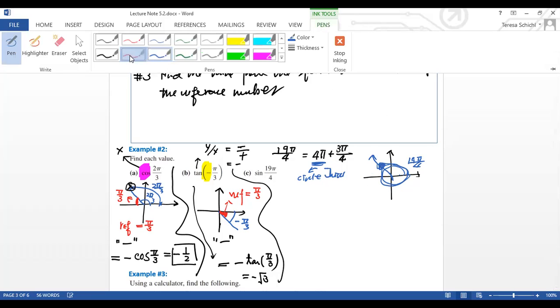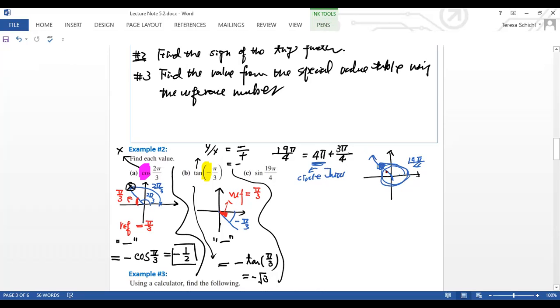What is the next thing I'm going to do? Find the reference angle. What is the reference angle? It is always the terminal side to the x-axis and always positive. So my reference angle is pi over 4. Then the next thing is to determine the signs. This is in the second quadrant, so I know sine is equal to y. In the second quadrant, what is the y value? Y is positive, so I have a positive here.